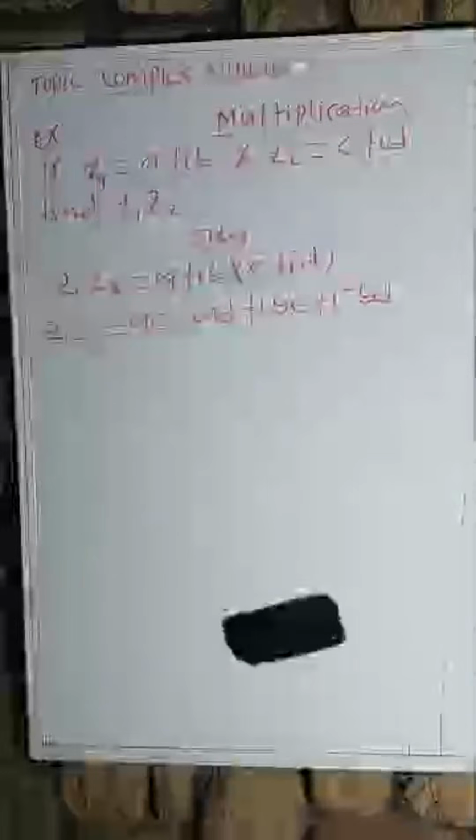Okay, start all over again. We are talking about multiplication, right? Is that clear? So if z1 is equal to a plus ib, and z2 is equal to c plus id, they say find z1 times z2. So what you need to do is to use z1 to multiply z2. You just put the two complex numbers inside the bracket. Look at it. This is z1, this is z2. Use this to multiply all of these brackets.